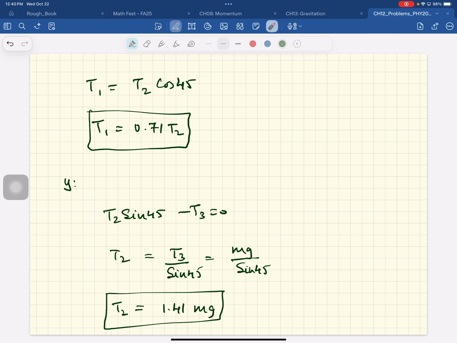So T2 is 1.41 times mg. It's 41% greater than the weight of the object. And by the way, let's substitute this. If you put this value for T2, this divided by that is 1.